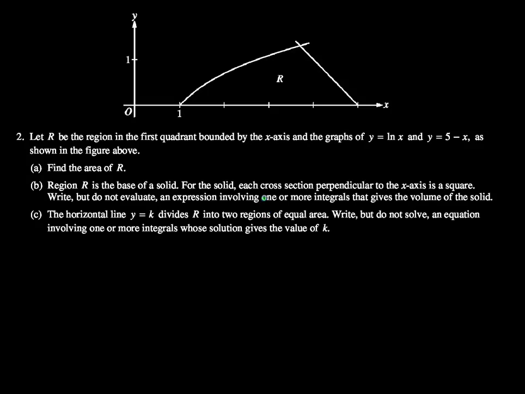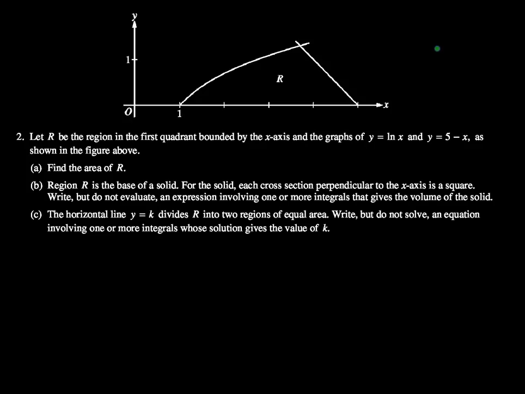Okay, 2012 AP Calculus free response number 2 from the AB test, and it's one of our standard area and volume problems. Sort of standard. Part C is a little bit interesting. But it says, let R be the region in the first quadrant bounded by the x-axis, the graph y equals natural log of x, and y equals 5 minus x, as shown in the figure above. Find the area of R.